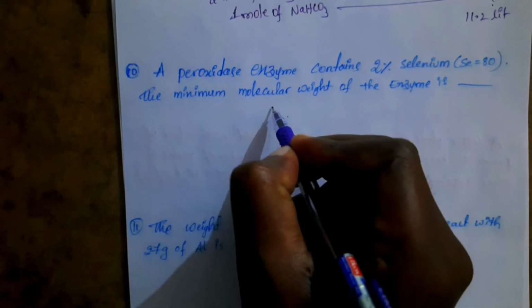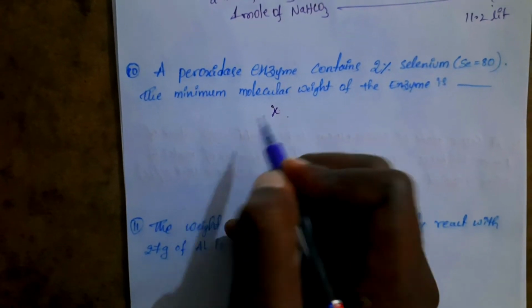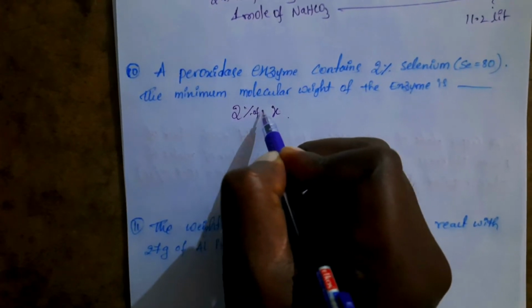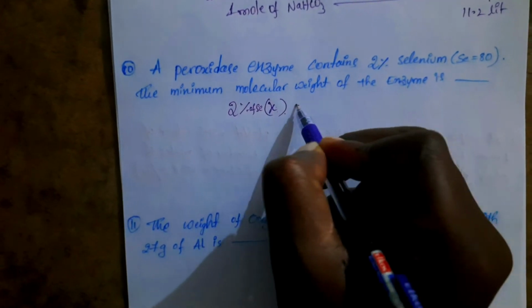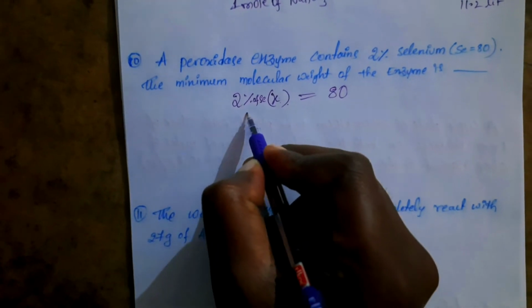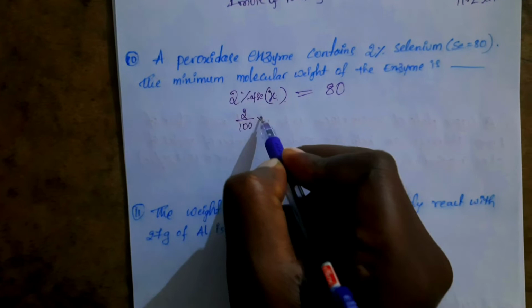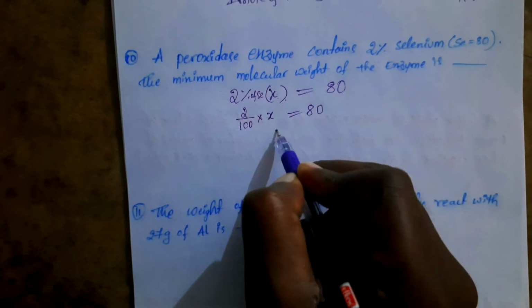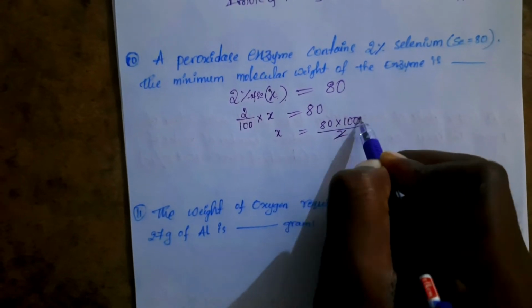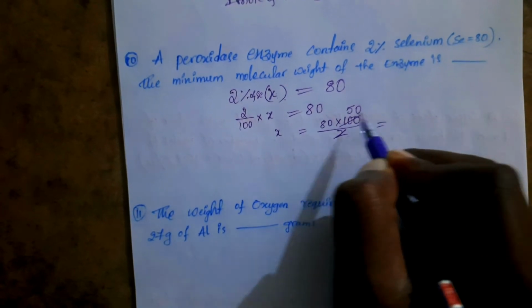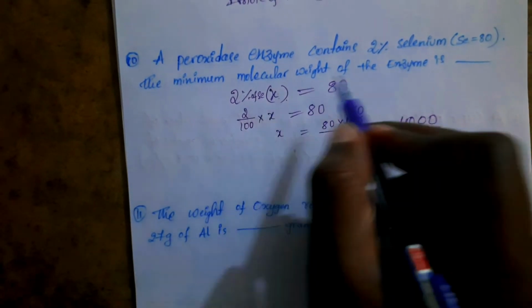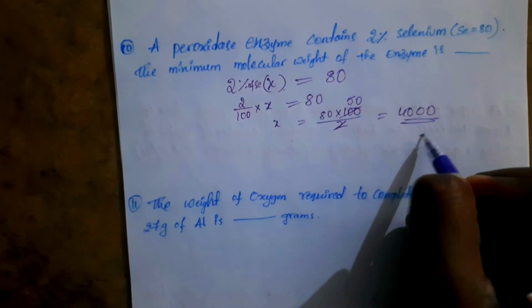The minimum molecular weight, we don't know the molecular weight, so consider it x. In this x, how much percentage is there? 2% of selenium is there, whose atomic weight is 80. Now 2% is nothing but 2 by 100 into x is equal to 80. So x is equal to 80 into 100 by 2. That is nothing but 4000. The minimum molecular weight of the enzyme is 4000 units. Is that clear?